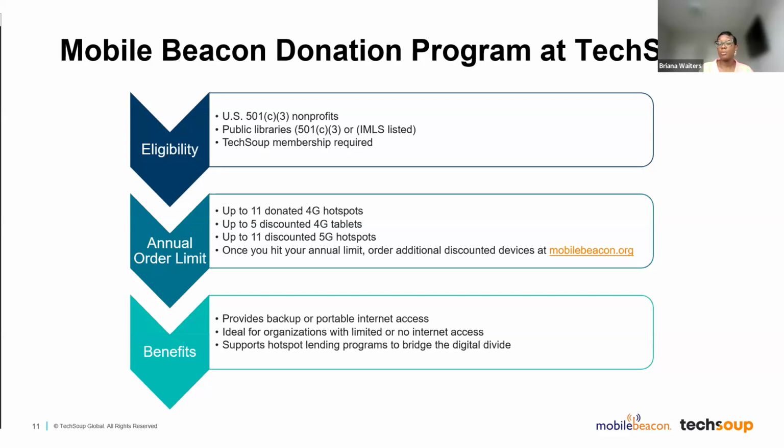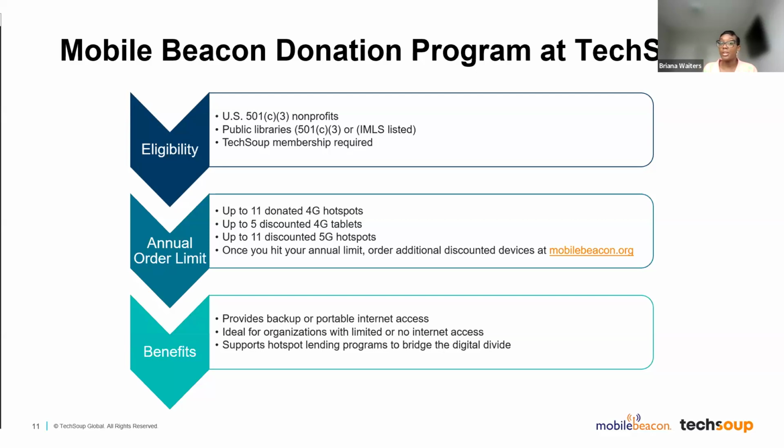Through this donation program, or the program with TechSoup as a whole, you are allotted annual limits. You're able to receive up to 11 donated 4G hotspots, 5 discounted 4G tablets, and up to 11 discounted 5G hotspots. And of course, if you need additional devices outside of this allotment for the year, you're always able to purchase additional. So if your library needs 20 hotspots, you can get 11 donated through our TechSoup program and purchase additional through us. That's always an option.